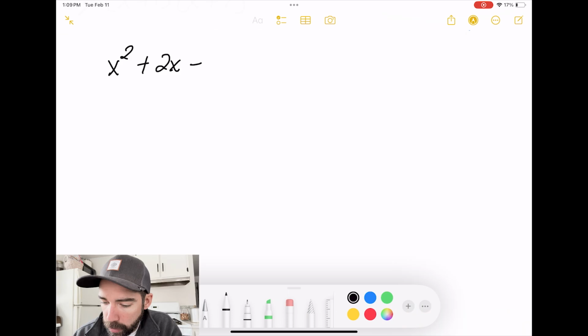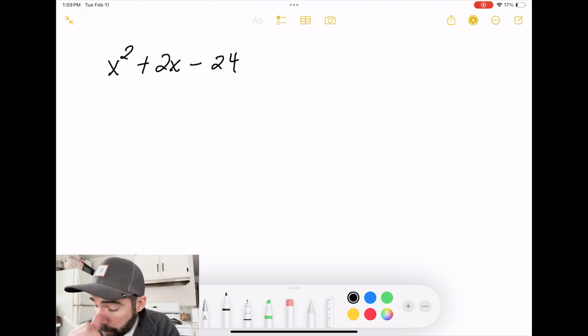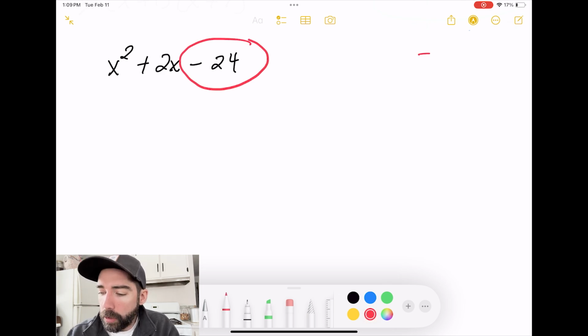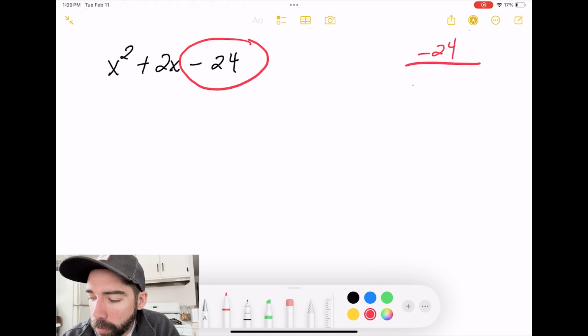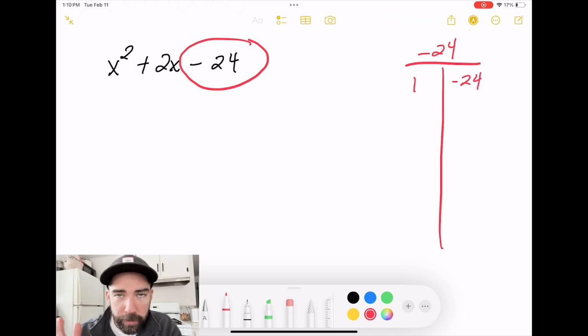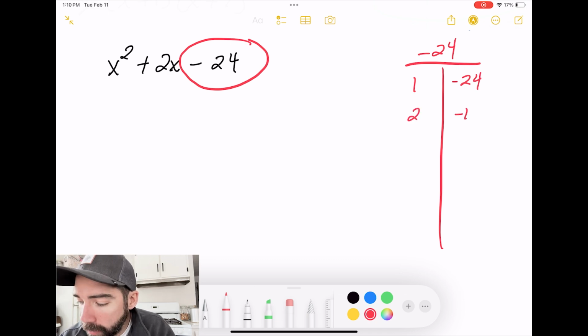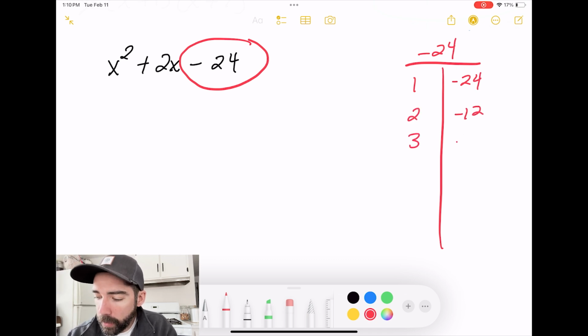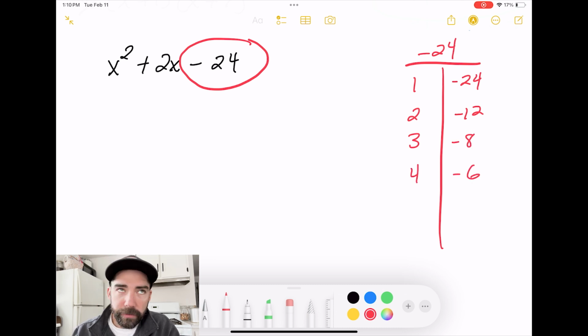Let's do another one. Minus 24. And we could do it like this. What multiplies to be 24 that combines to be positive 2? Well, it needs to multiply to be negative 24, right? What gives us negative 24? I like to break it into a table. So like 1 and negative 24, or the opposite way around. 2 and negative 12. 3 and negative 8. 4 and negative 6. 5, no.